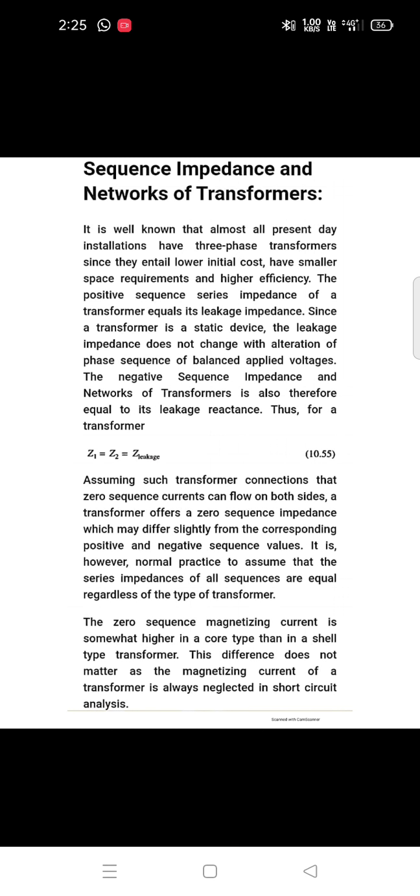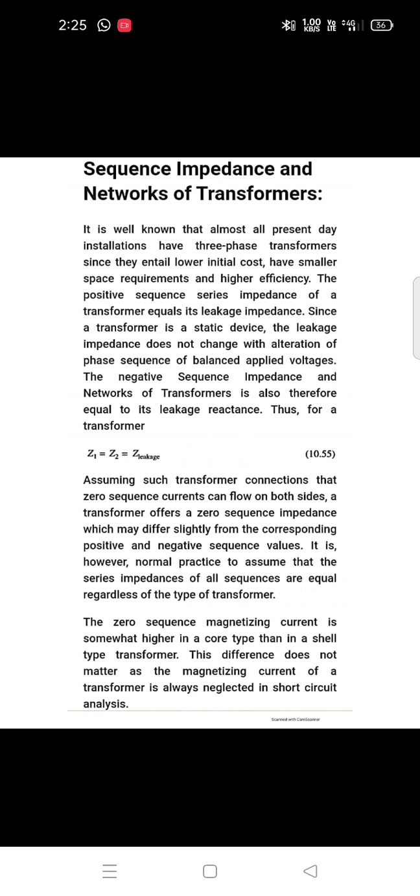Good morning friends. So we already studied two sequence impedance networks for one transmission line and for a synchronous machine. Now let's take a look at the sequence impedance and networks of transformers.